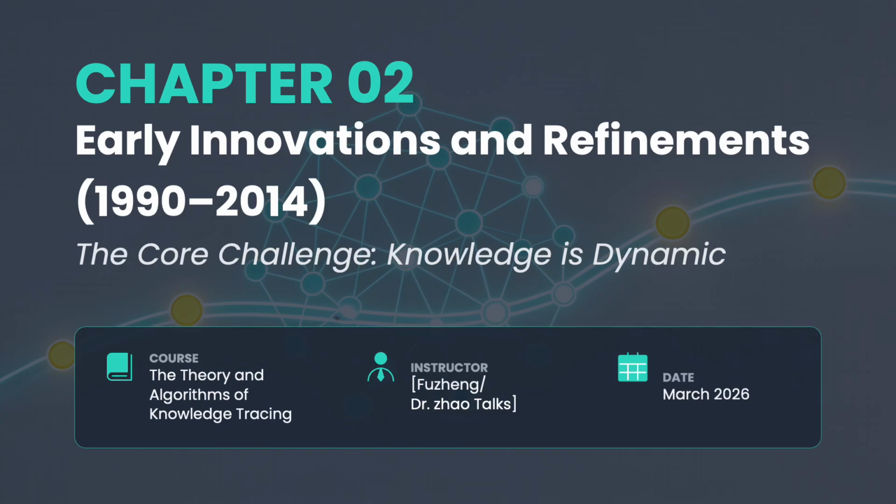Everyone, and welcome back to our course on the theory and algorithms of knowledge tracing. Today, we're diving into Chapter 2, the era of early innovations and refinements, spanning from 1990 to 2014. This was a pivotal time when researchers began to truly grapple with the fundamental truth about learning. Knowledge is dynamic. Let's explore the groundbreaking work from this era.